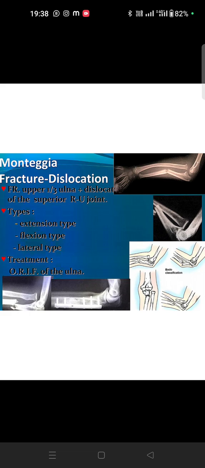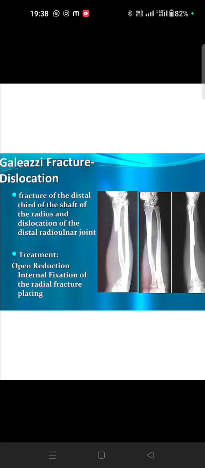So fracture dislocations: extension type, flexion type, and lateral type treatment. In all cases, most of the time they do ORIF, surgical treatment. Okay, so Galeazzi fracture means this is the one. So this is for a bone of V type. It will be broken on one side, displaced. So this is a fracture of the distal third of the shaft of the radius with dislocation of the distal radioulnar joint. So this is open reduction and internal fixation of the radial fracture.